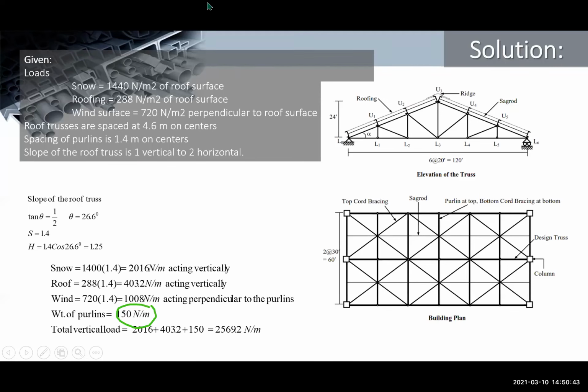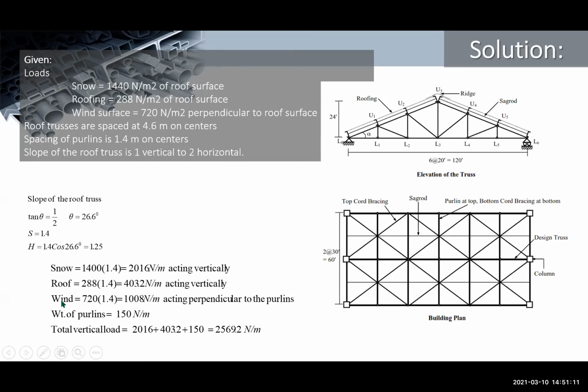Kasi design kasi to. Nag-design tayo. So, of course, we need to include the weight of the purlin itself. So assuming na ang weight ng purlin is 150 Newton per meter, add natin lahat ng vertical load, di ba? Ang vertical is yung snow, roof, and then yung weight ng purlin. So the total vertical load is 2,569.2 Newton per meter. How about the tangential load?